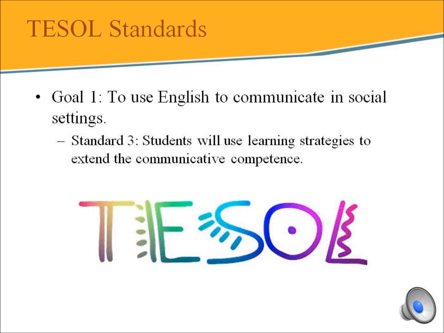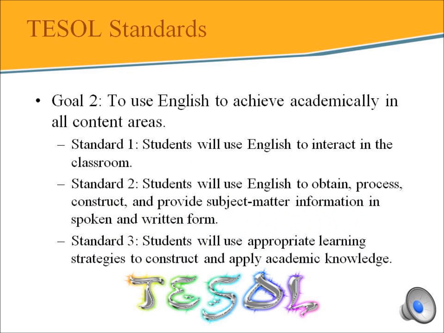The first is to use English to communicate in social settings. There is only one substandard used, which is Substandard 3. Students will use learning strategies to extend their communicative competence. The second is to use English to achieve academically in all content areas.